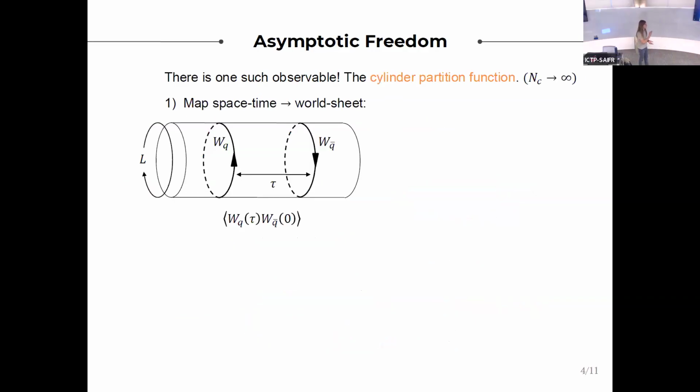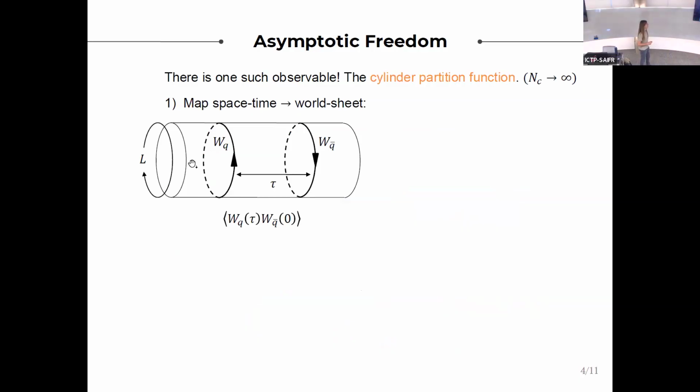There's still something you can do, which is another observable that's a cylinder partition function. And this has the best of both worlds. So I'll try to explain to you why. So the first thing is we need a map from spacetime to the worldsheet. So let me start with the spacetime picture.